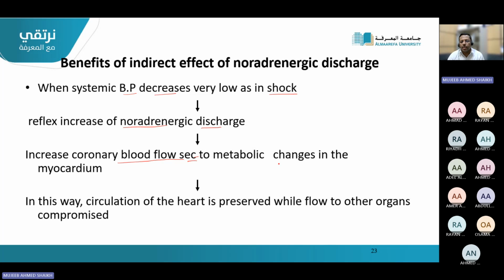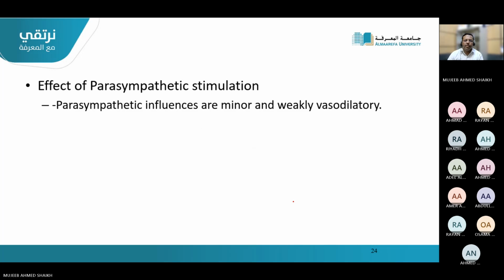This is secondary to metabolic changes, that is decreased O2, increased CO2, increased H+, increased adenosine, like that, during shock. And this will help to preserve the function of the heart as compared to the other organs. The effect of parasympathetic is weakly vasodilator.